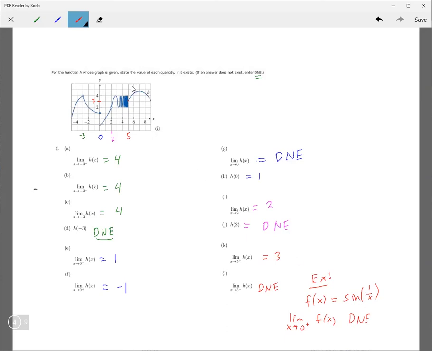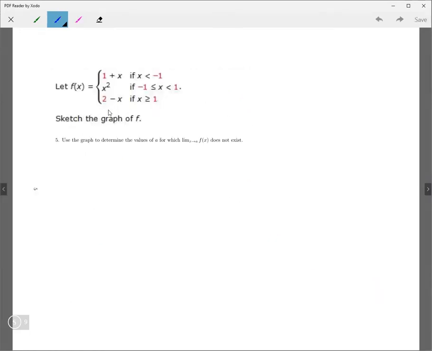So now if you wanted to get an effect like this, then you could have it be sine of 1 over x minus 5, 3 plus that. You could have it do that, and this would look something like that right here for that part. And then just define it to be different over here. It's a piecewise defined function, and the first thing is to sketch the graph. And then the second one is to determine the values of a for which the limit does not exist.